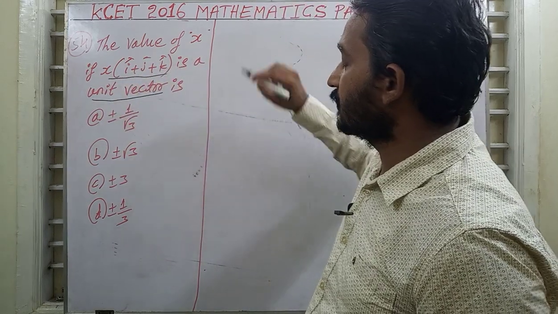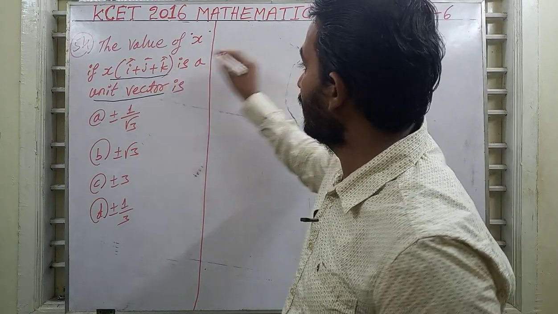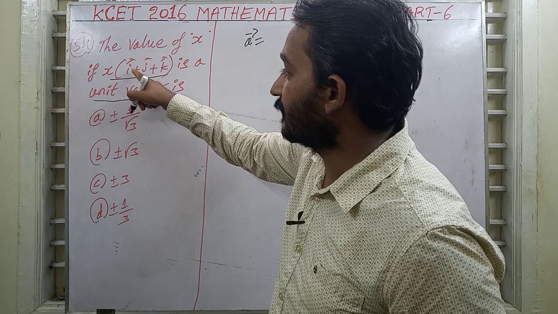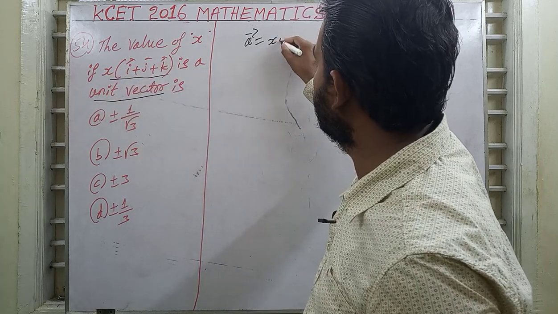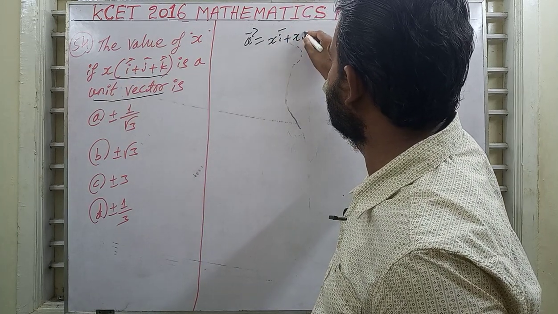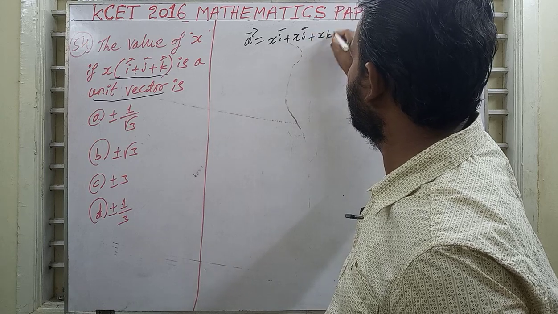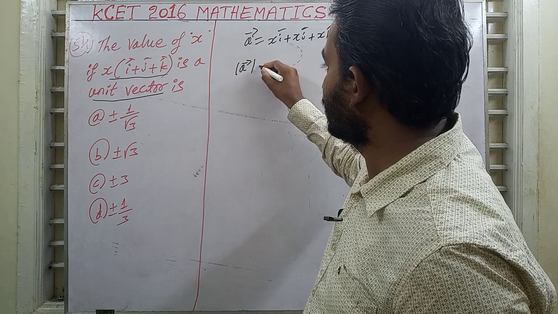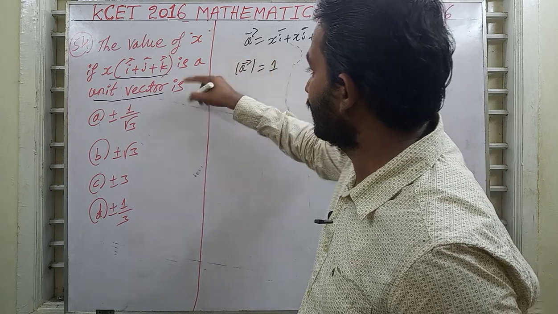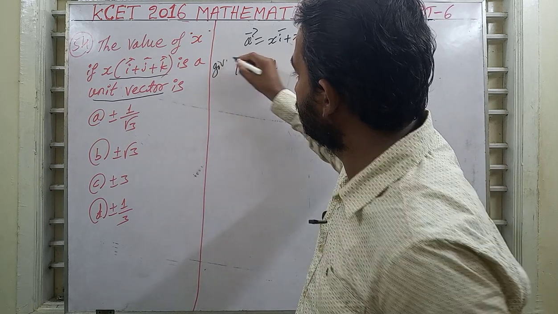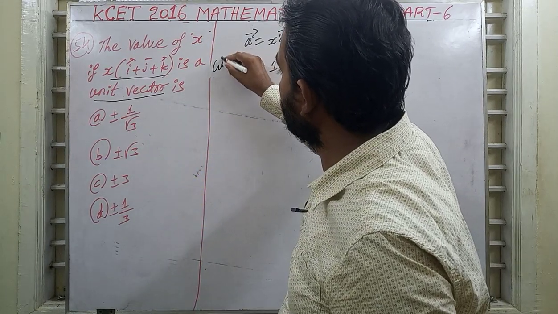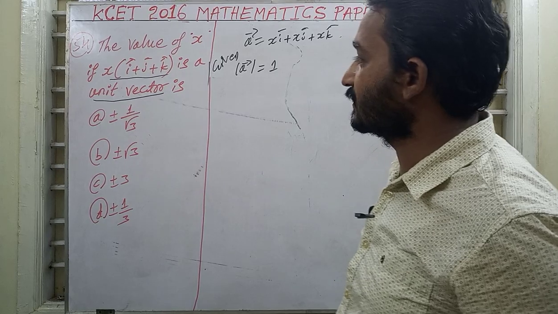Let us take this as a, vector a is equal to x i cap plus x j cap plus x k cap, where x is a scalar. One more condition is given: magnitude of vector a is equal to 1, because it is a unit vector. So using this condition we have to find the x value.